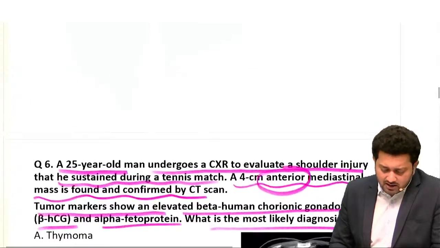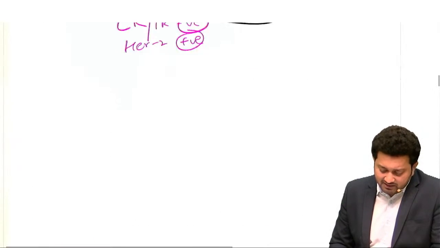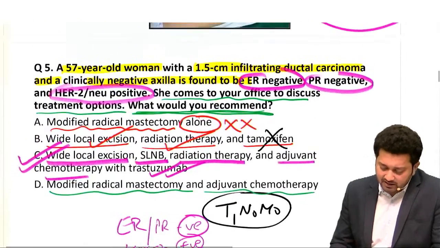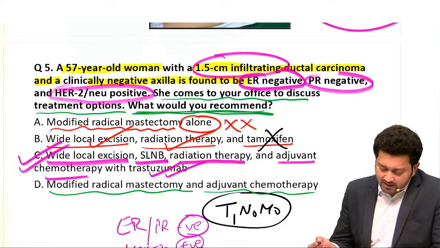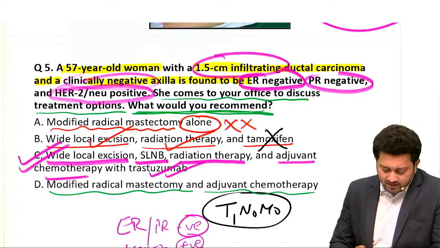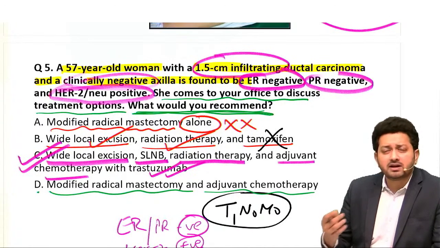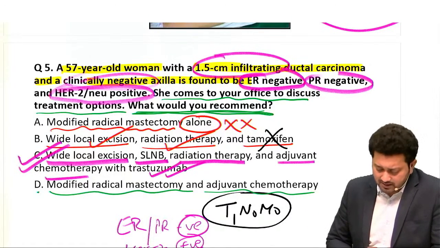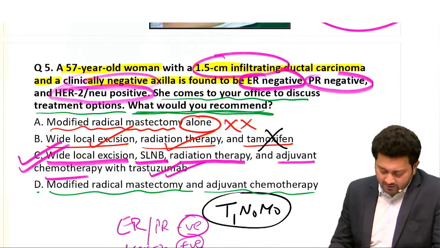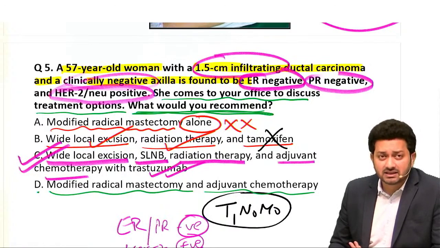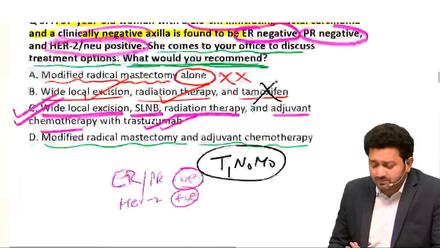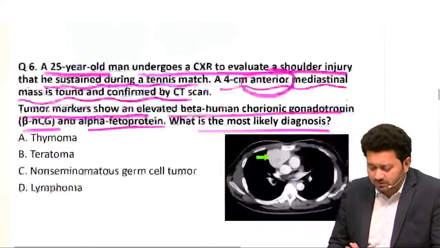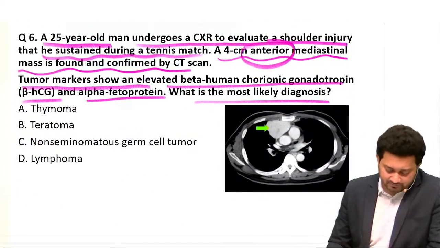Why not D? D can be an option in this case, but looking at the very nice clinical parameter, a 1.5 centimeter clinically negative axilla, you can very well go for C. D can be an option. Definitely you can discuss with the patient. If the patient says no, I want MRM only, then you can go for MRM in that case. So D is definitely a viable option, but as the exam says you have to mark the best answer, C looks like the best answer.